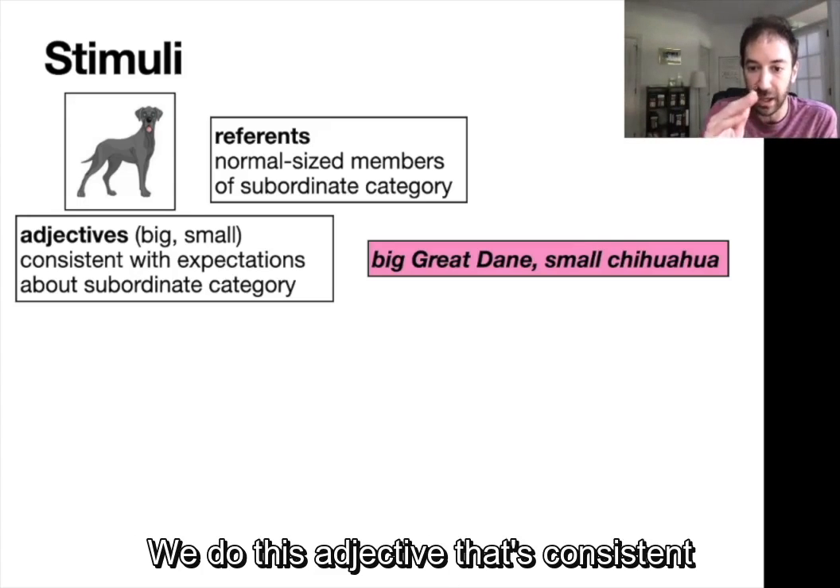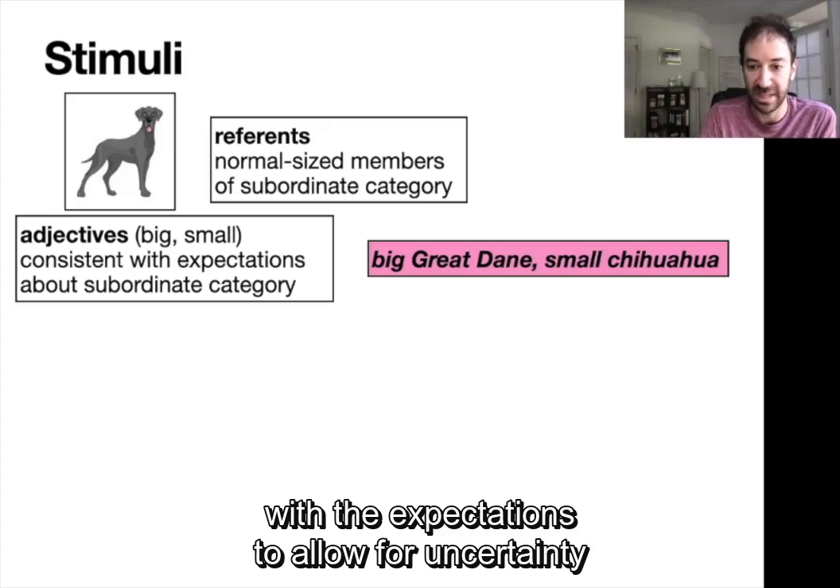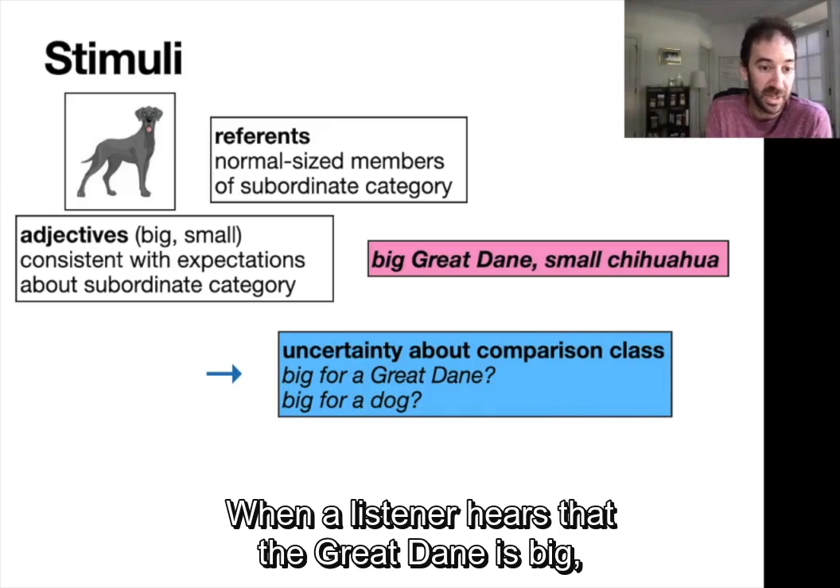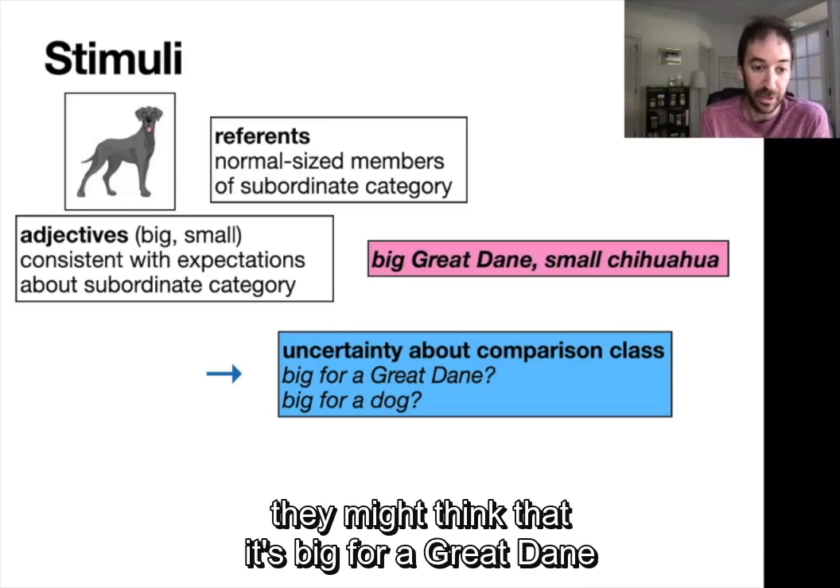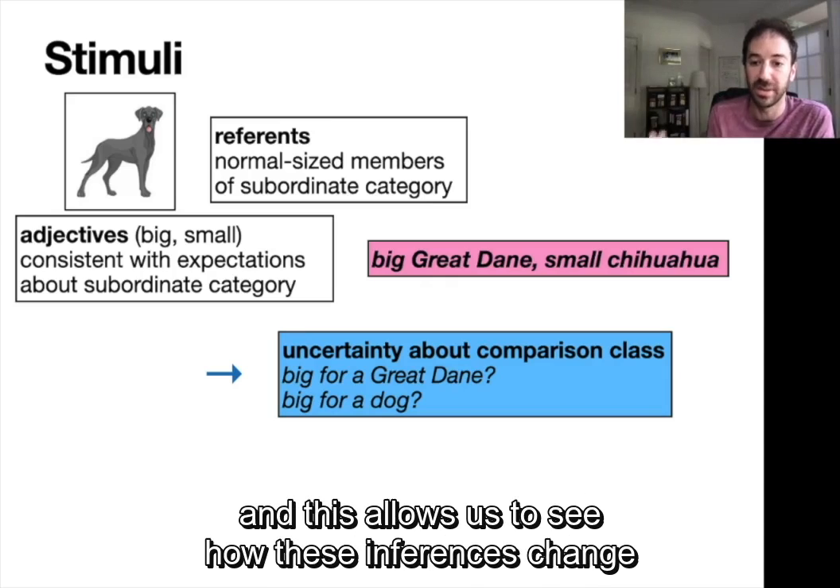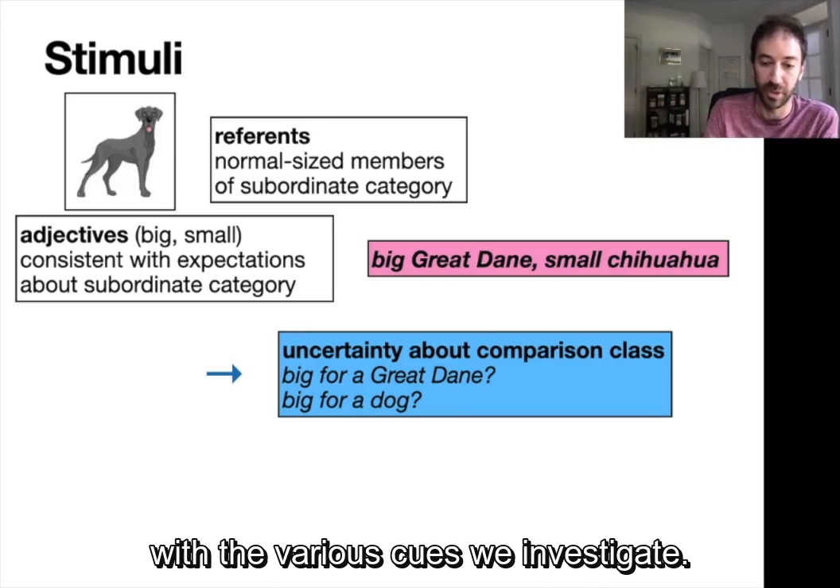We use the adjective that's consistent with the expectations to allow for uncertainty in the comparison class. When a listener hears that the Great Dane is big, they might think that it's big for a Great Dane, but they could also just think that it's big for a dog. And this allows us to see how these inferences change with the various cues we investigate.